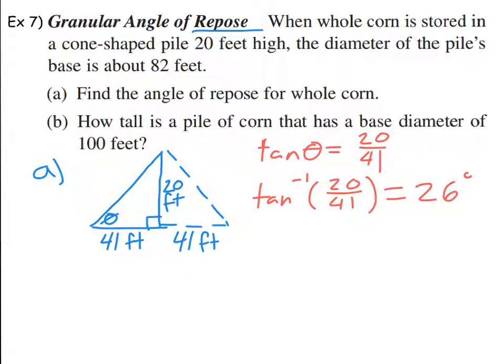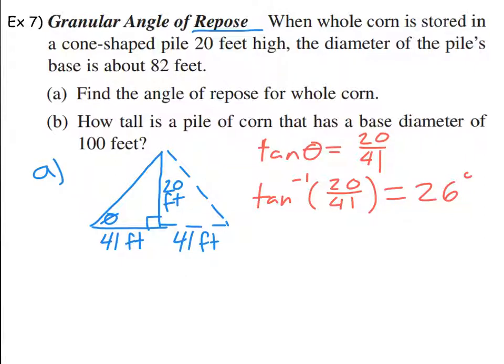At this point, if more corn were to be added to the pile, the angle, and this is why it's a big thing to find, isn't going to change. The pile is going to get bigger, it's going to get wider at the base, and it's going to get taller, but the angle is going to stay at 26 degrees.